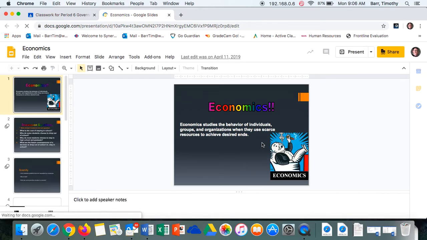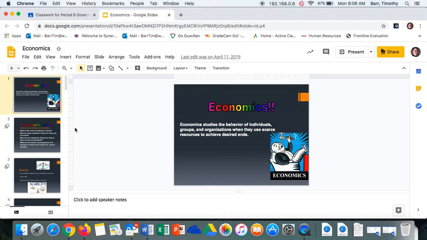Okay? So economics studies the behavior of individuals, groups, and organizations when they use scarce resources to achieve desired ends. So, as I said, it can be time, it can be items, it can be money. Anything is economics as long as it's a transactional item.